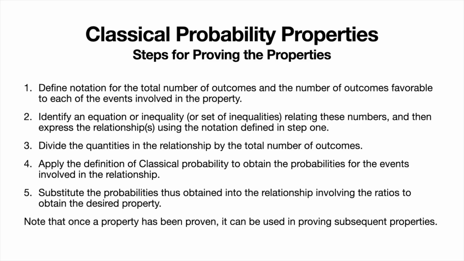Step 3, we divide the quantities in the relationship by the total number of outcomes, N. We then apply the definition of classical probability to obtain the probabilities for the events involved in the relationship. We then substitute the probabilities thus obtained into the relationship involving the ratios to obtain the desired property. Now note that once a property has been proven, it can be used in proving subsequent properties. And we did this in a few of the proofs.